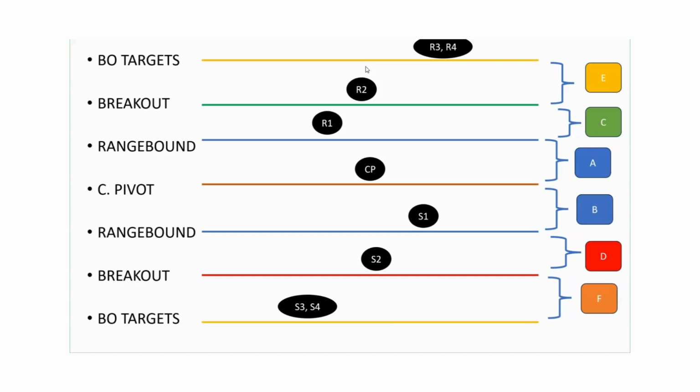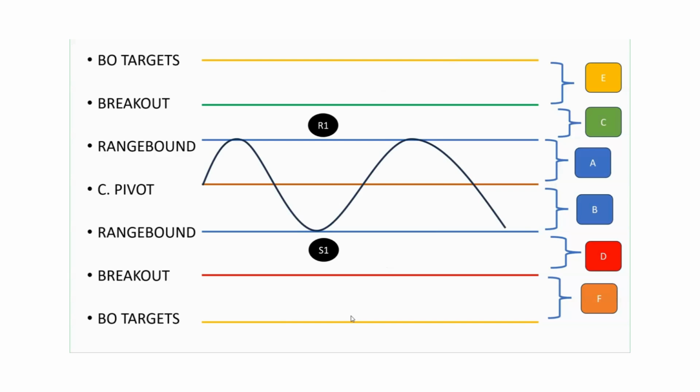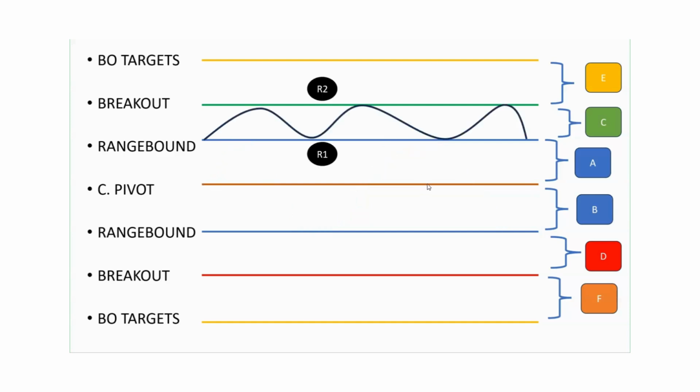And then there are targets, R3 and R4. Some important targets are there, up to which, suppose it breaches the R2 or it breaches the S2, it has a tendency to reach these points, which are R3 and R4 or S3 and S4. So price movement can be of various types. In case of range bound price movement, what we see is that it moves around the pivot point like this. The movement is from R1 to S1, again from S1 to R1, and so on.